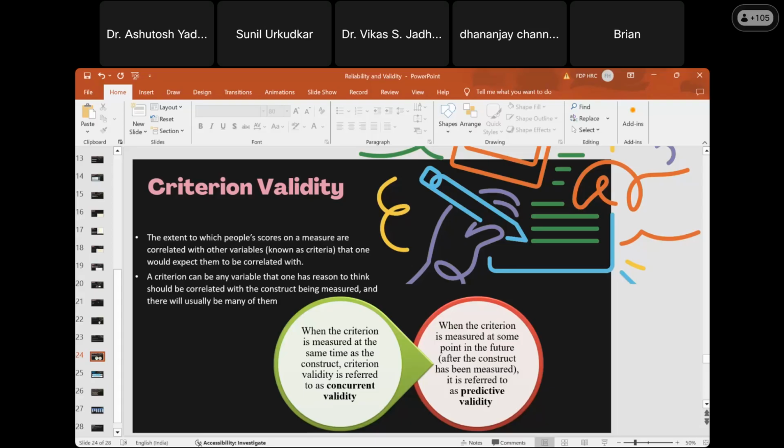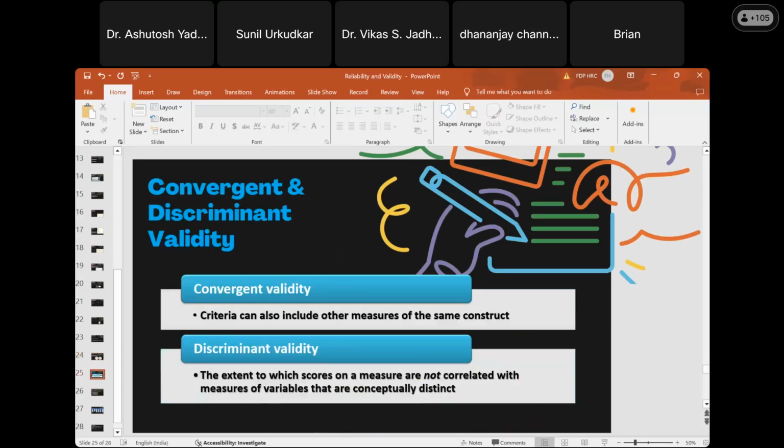Okay. Moving on to the next type, which is convergent and discriminant validity. So now criteria can also include other measures of the same construct. For example, we would expect a new measure of test anxiety or physical risk taking to be positively correlated with existing measures of the same construct. Okay, this is known as convergent validity.